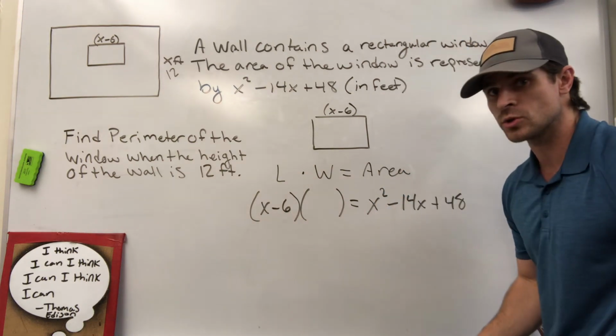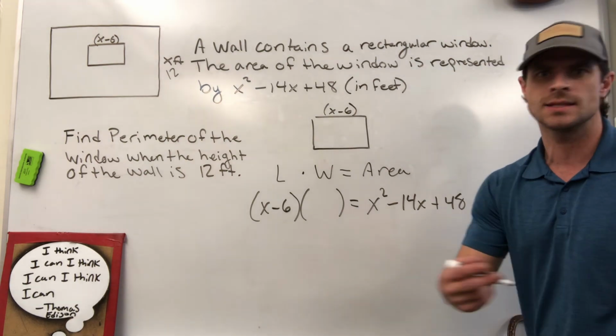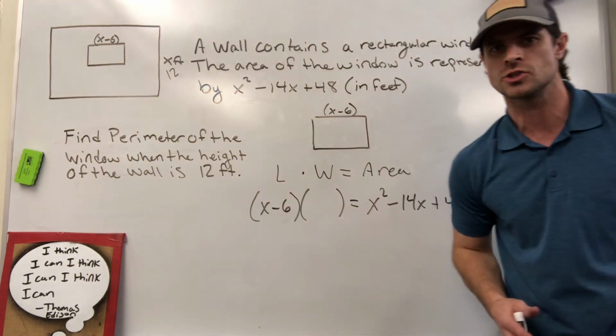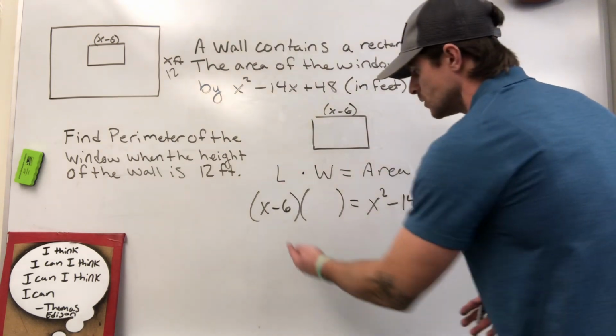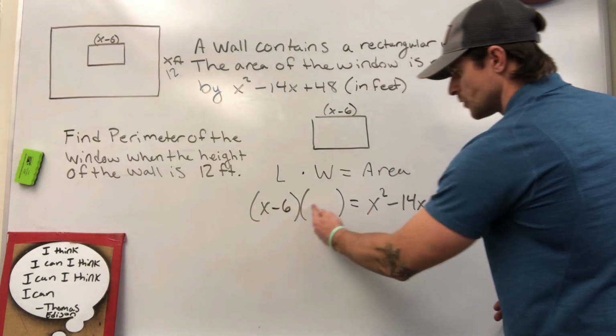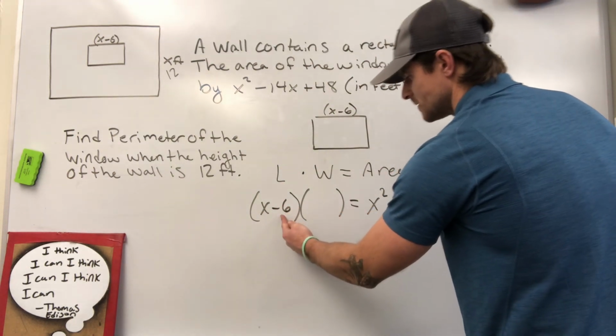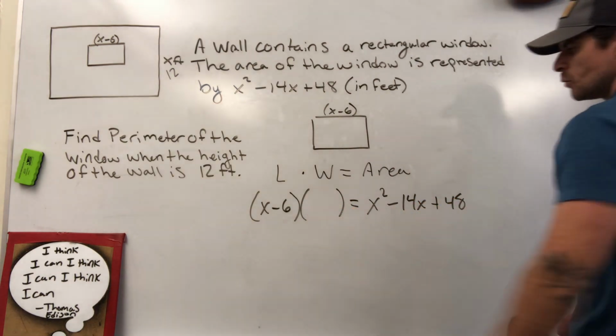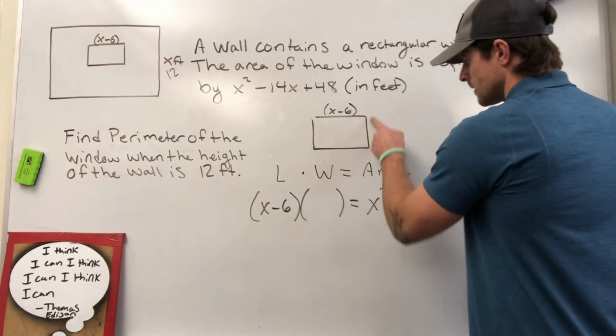So if you know how to multiply binomials, the FOIL method, the distributive property, however your teacher taught you to do it, or whichever method works best for you, we need to multiply this x times both of the two terms over here, and we need to multiply that negative 6 by both of the terms over here as well. We need another binomial for our width.